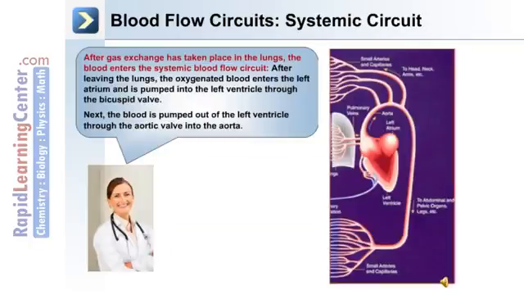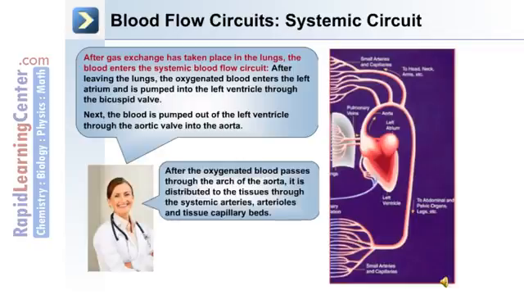The systemic circuit of blood flow. After gas exchange has taken place in the lungs, the blood enters the systemic blood flow circuit. Once it leaves the lungs, the oxygenated blood enters the left atrium and is pumped into the left ventricle. Next, the blood is pumped out of the left ventricle through the aortic valve into the arch of the aorta and the aorta itself. After the oxygenated blood passes through the arch of the aorta, it's distributed to the tissues through the systemic arteries, arterioles, and tissue capillary beds.